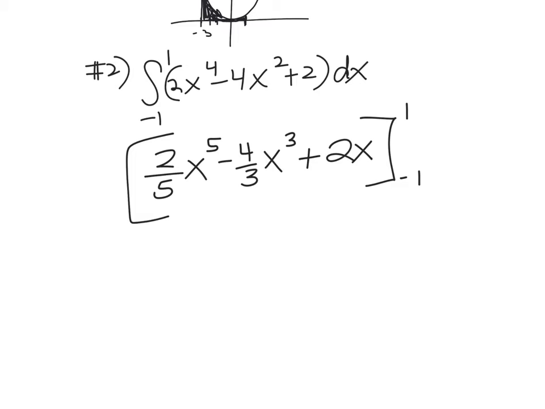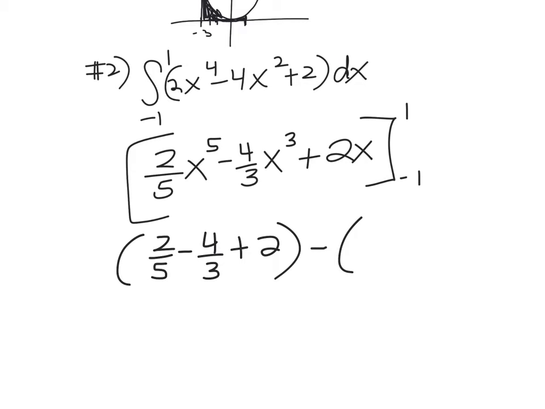Now, would I make you do this by hand? No, I've learned my lesson. So you can use your calculator. So we can plug 1 in. And if you plug 1 in, you will get 2/5 minus 4/3 plus 2. So that would be capital F of 1 minus negative 1 goes in, and I get negative 2/5 plus 4/3 minus 2. And use your calculator if you want to. That's fine with me. You can put the whole thing in just like that. Let's see what you get.